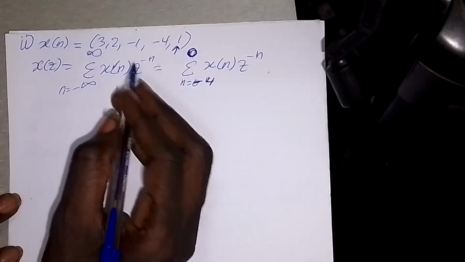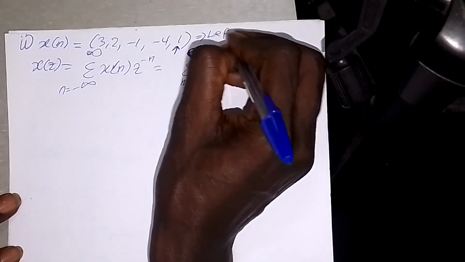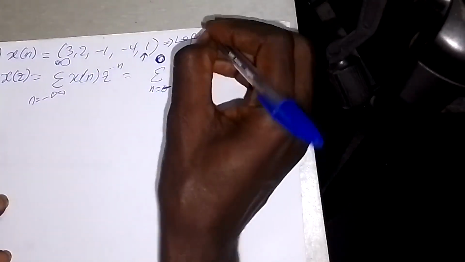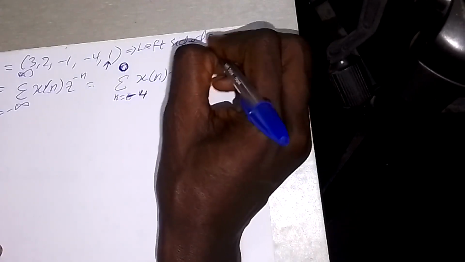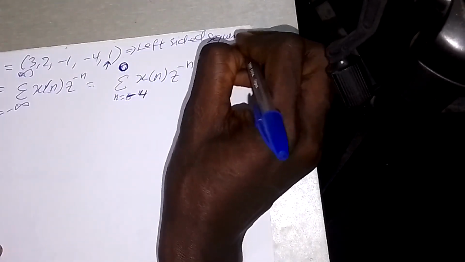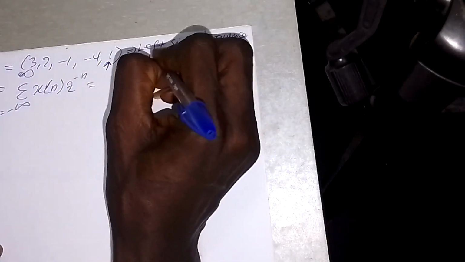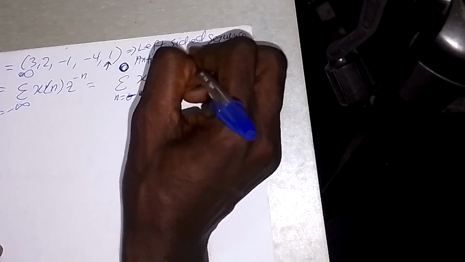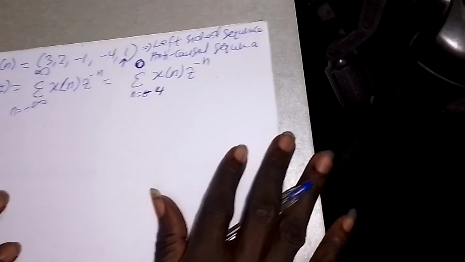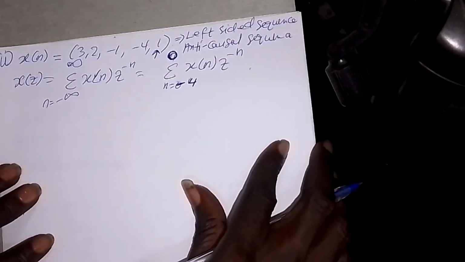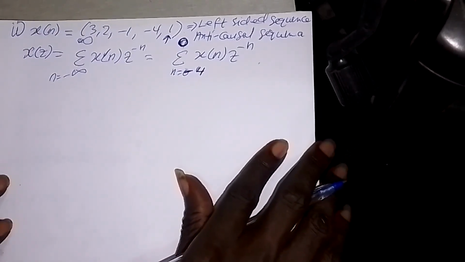So now I said that because it's going to the left, it is called a left-sided sequence, or an anticausal sequence. Okay, so that's how you can deal with this one.